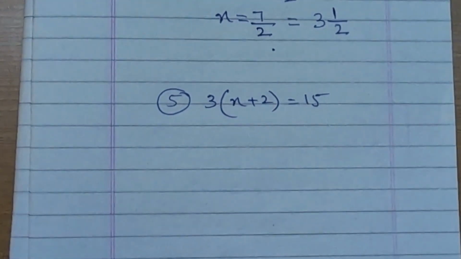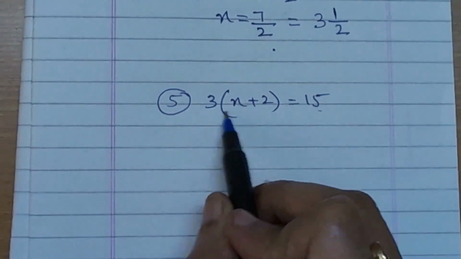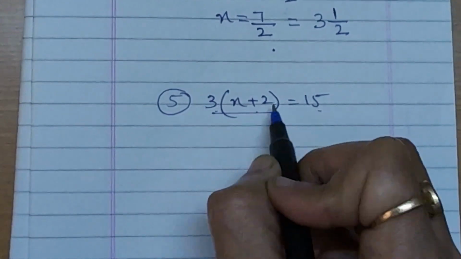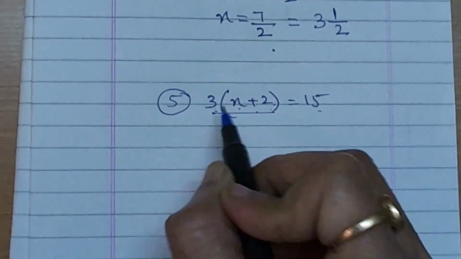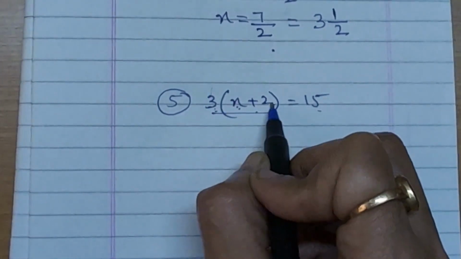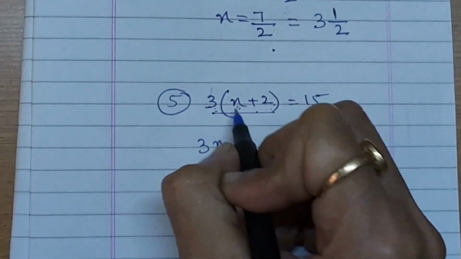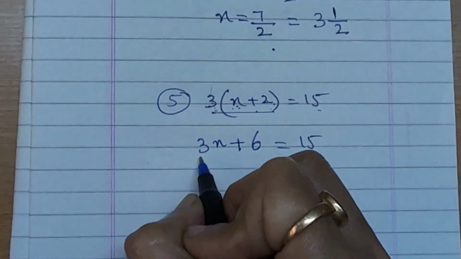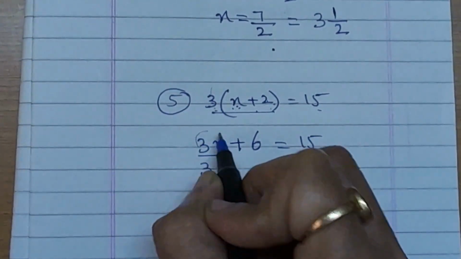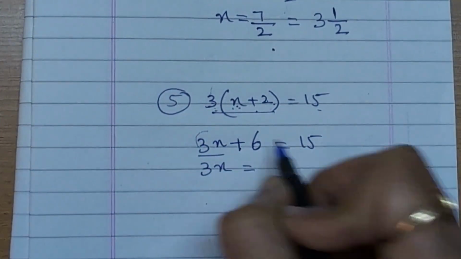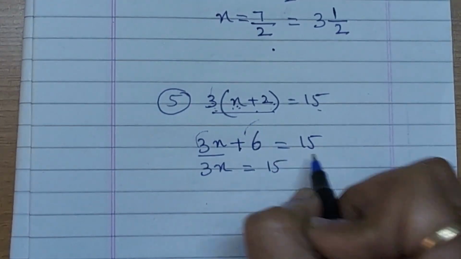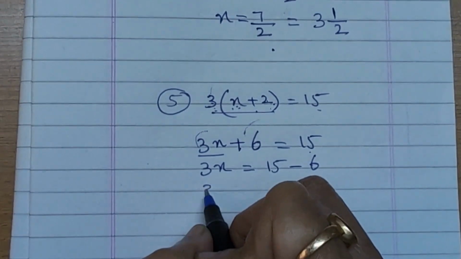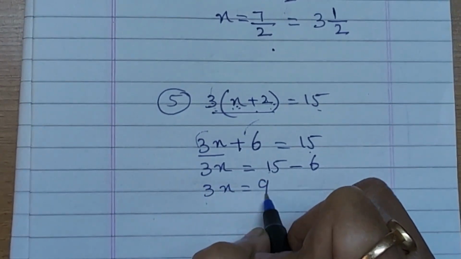Okay, next question. Now here one method is to open this bracket. So you have to use the distributive property. A into b plus c is a into b plus a into c. We have to multiply 3 with x, and multiply 3 with 2 as well. So 3 into x is 3x, 3 into 2 is 6, equal to 15. Now first 3x, the x term, we will keep in LHS. And we will shift 6 here. So in RHS we have 15 plus 6 comes here, so it becomes minus 6. So 3x equal to 15 minus 6 is 9.